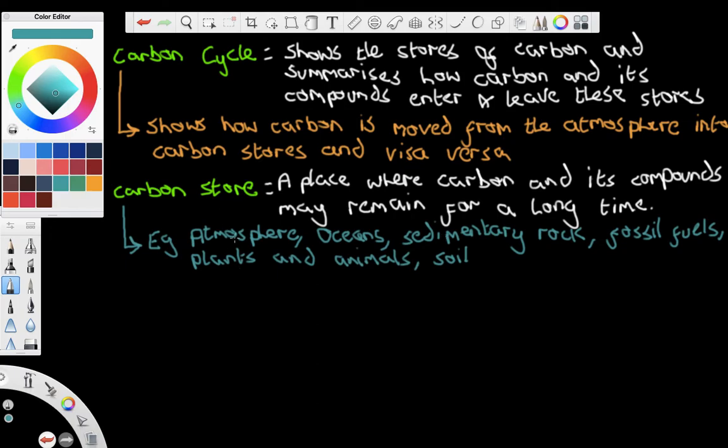Carbon is in the atmosphere as carbon dioxide. It can dissolve into the oceans. It can be trapped inside sedimentary rocks. Fossil fuels are made up of carbon because fossil fuels are made of dead animals and plants, which are made up of carbon. And soil contains lots of carbon.